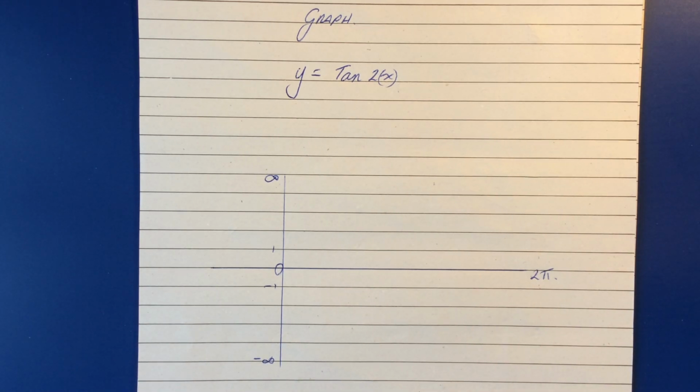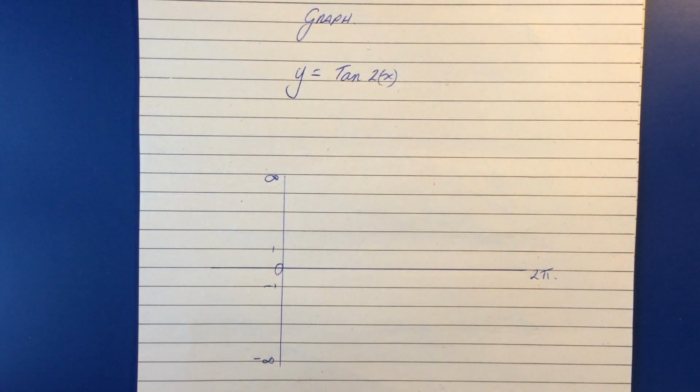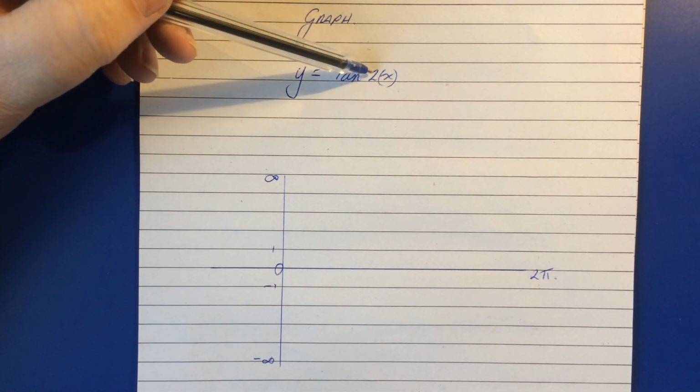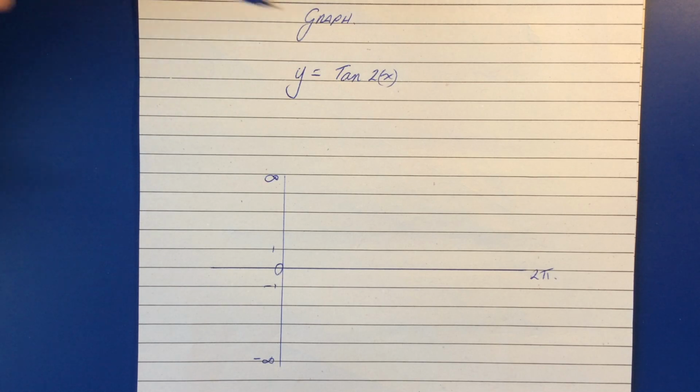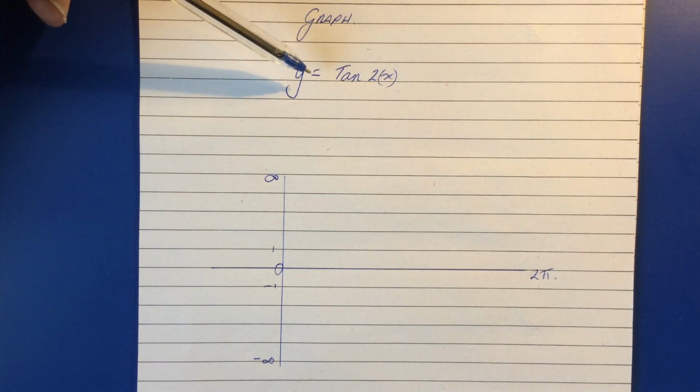And today we're looking at how we graph y equals tan 2x. Now, the position of the number 2 here indicates that there is an alteration in the period of this graph.